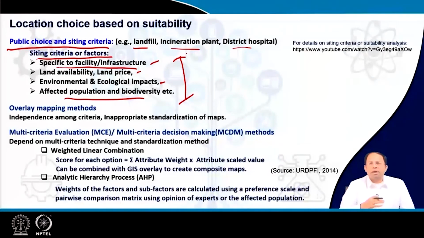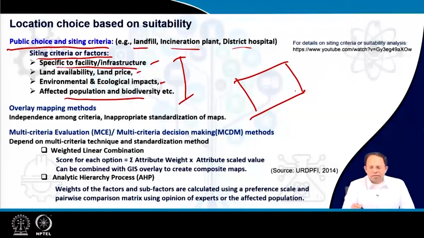But there has to be some method to do this, or how do I consider so many criteria together or in sequence? That has to be there. So the first method is the overlay mapping method, which is a very simple method. It's a GIS based method, mostly we do that. What we do is we create a GIS map and we create different layers.